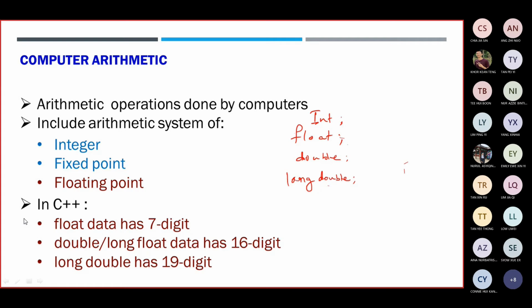Otherwise, what happens is the system will stop. This is what we call overflow. Otherwise it will be underflow, where all the digits will be reset to 0. That means you will not get accurate solutions.